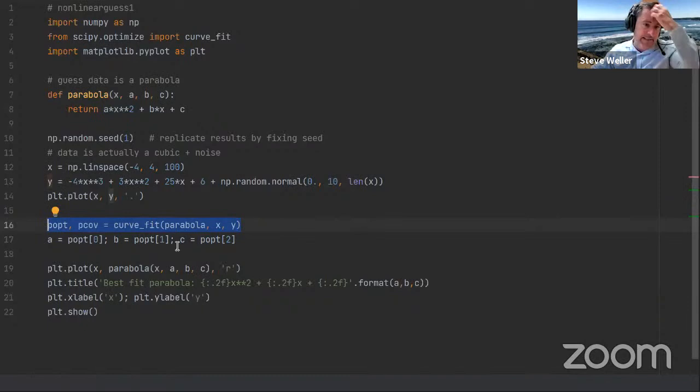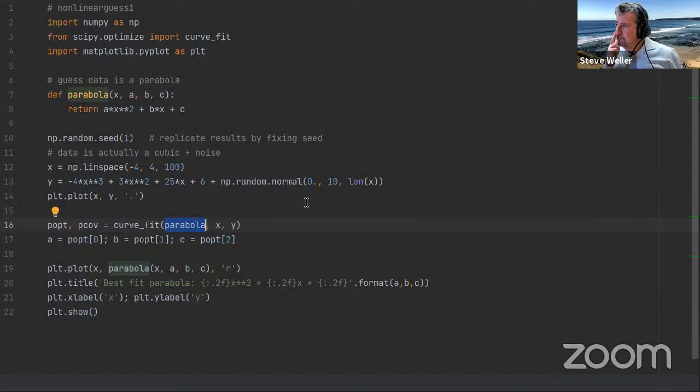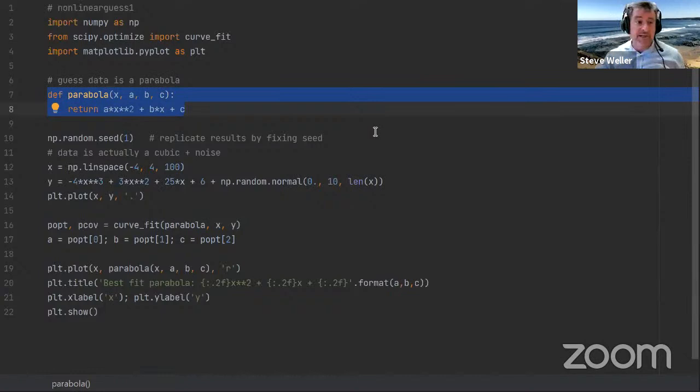It's where we call the curve fit function. We pass in the XY data, the blue dots, and we pass in a description of the line we are seeking to fit to the data. So line 16 is the absolutely central line of this code. And here you see in lines 7 and 8 a description of that line. It really is returning AX squared plus BX plus C for the particular value of X and any choice of A, B, C.